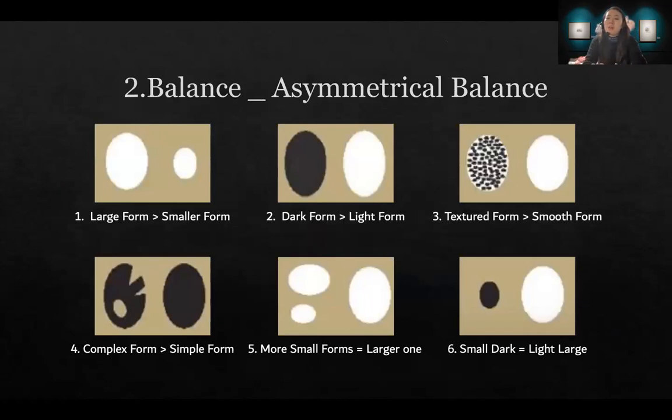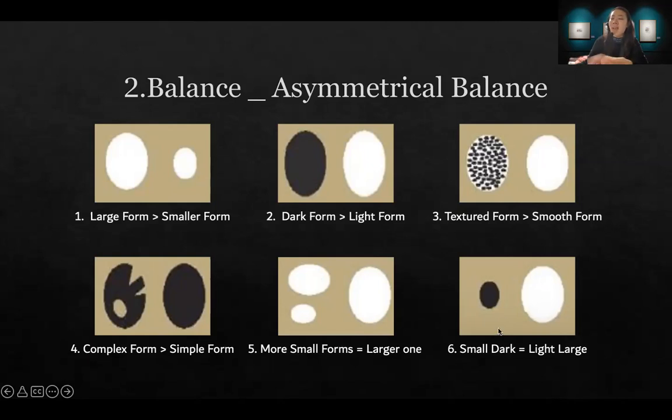So generally, there are six types of asymmetrical balance. The first one is a large form is visually heavier than a smaller form. The second one, a dark value form is visually heavier than a light value form of the same size. The third one, a textured form is visually heavier than a smooth form of the same size. The fourth one, a complex form is visually heavier than a simple form of the same size. The fifth one, two or more small forms can balance a larger one. And the last one, a small dark form can balance a larger light one.